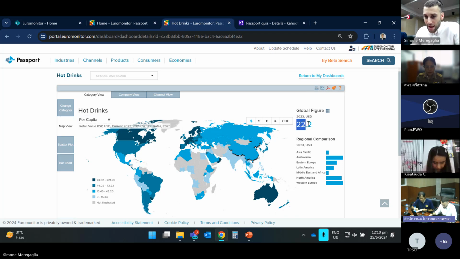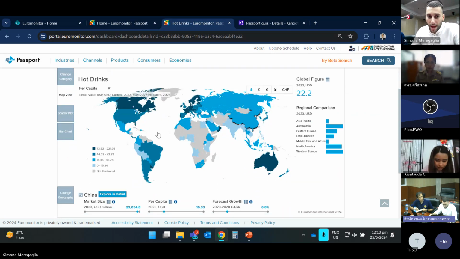And you see globally, the average is $22.20 US dollars in 2023. But it changes drastically between countries. For example, in Australia, they spend on average almost $77 a year on hot drinks per capita. And then in India, that was a huge market size, actually per capita is not that high. It's only almost $4 a year per person, which is very, very little for hot drinks.